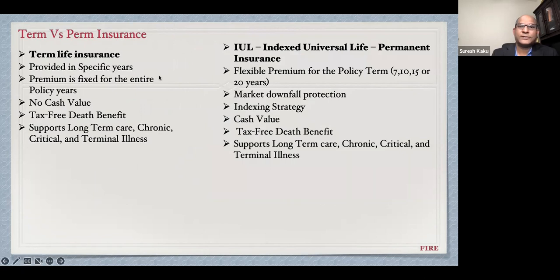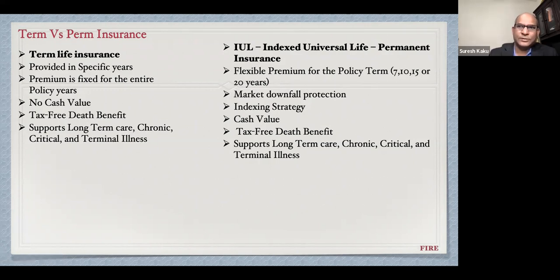So what are the differences between term and permanent insurance? With term insurance, it's provided for specific years. If you take a 10-year term, it's only for 10 years. After that, you have to start a new policy. Often it's very expensive when you start the policy at a late age. So it's better to take whatever number of years you need, depending on your responsibility, upfront while you are healthy and young.